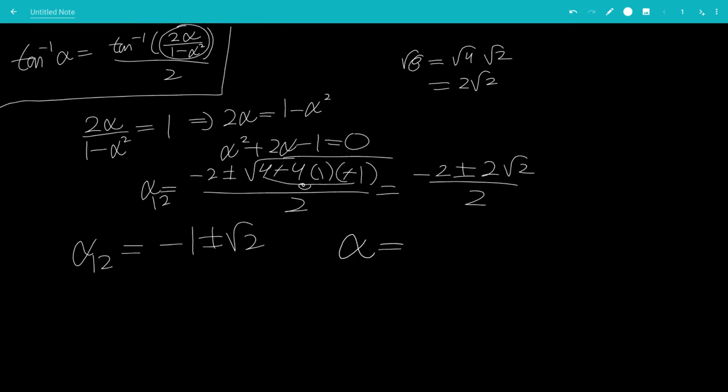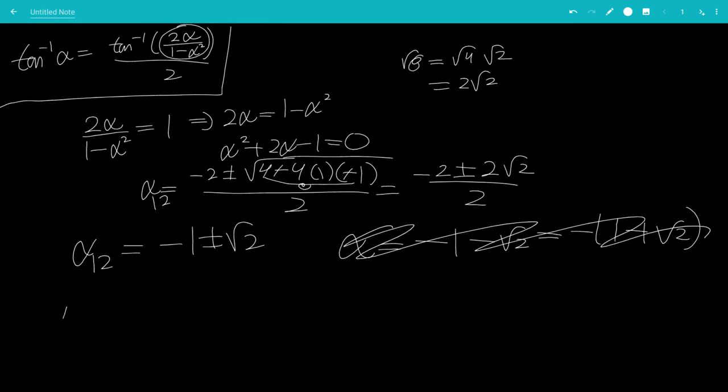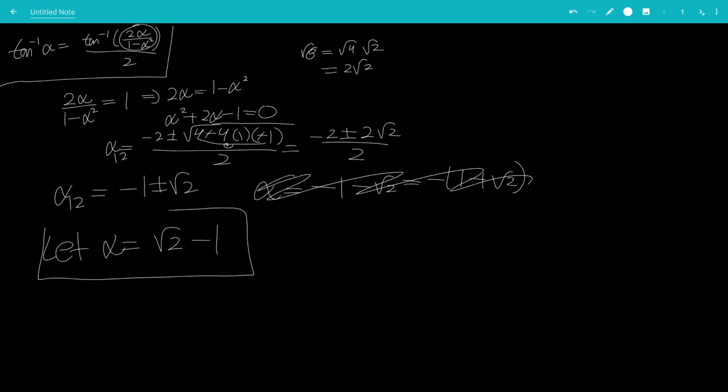And if alpha is negative 1 minus square root of 2, you can factor out a negative, so it doesn't really work. So inverse tangent of negative something is just inverse tangent of the original times negative 1. So we're not going to use this. So let's let alpha equal the positive branch. So this will be square root of 2 minus 1, which is positive in the first place.